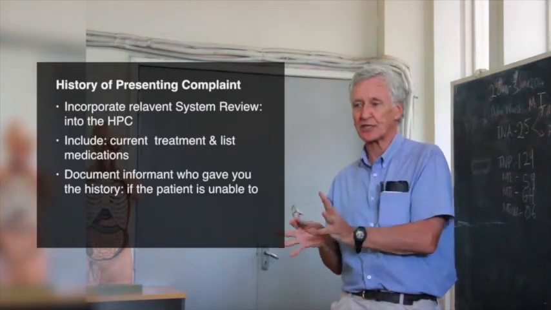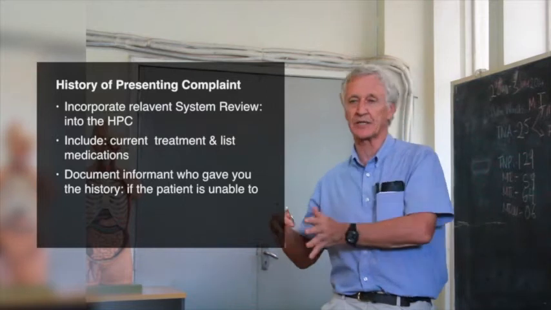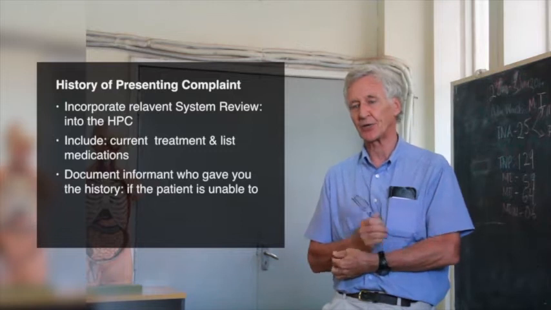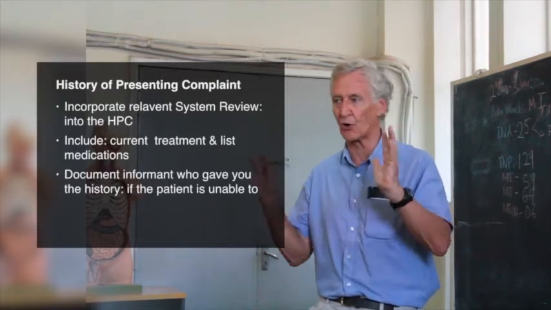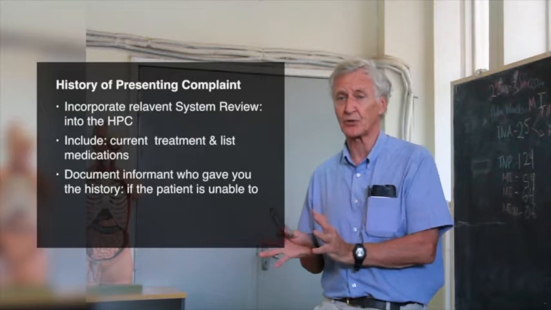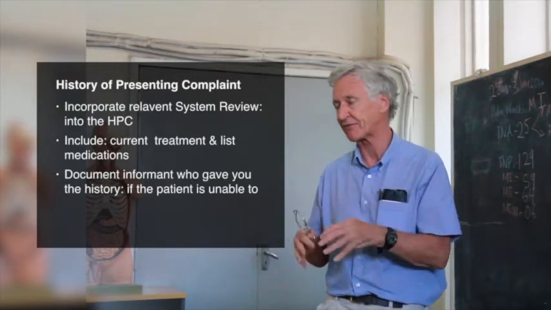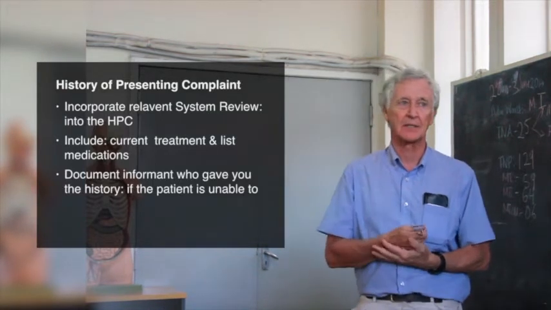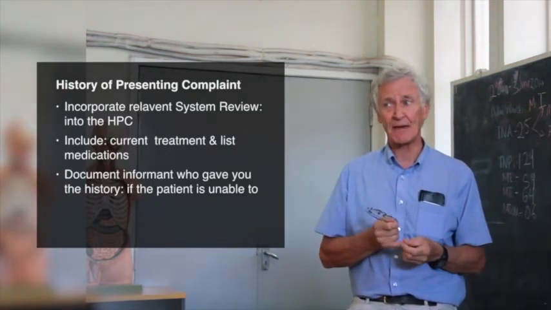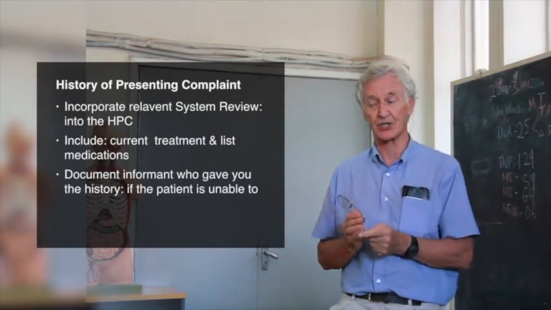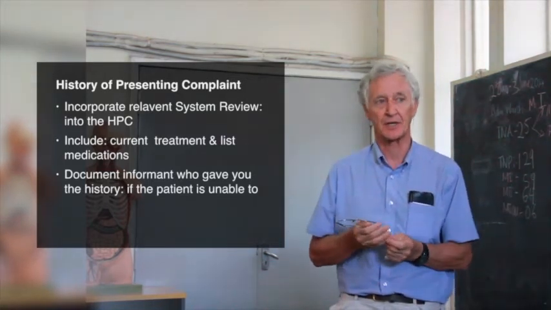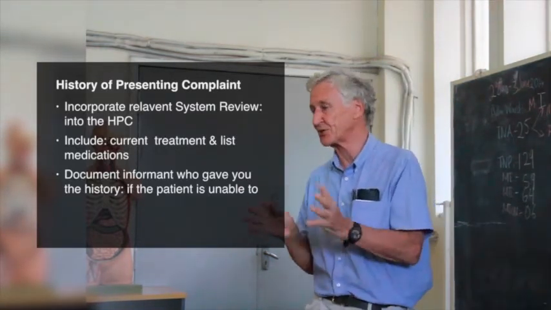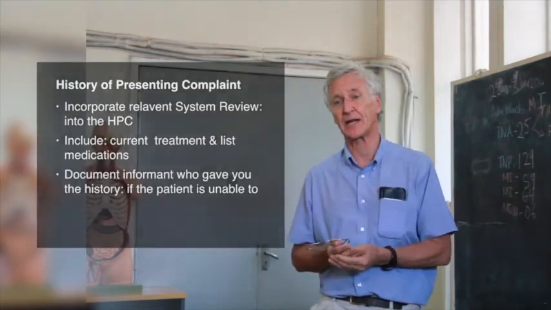Personally, I don't do systems review at this stage. I tend to incorporate it after the past history, family history, social history, etc. I know some students have a fashion for incorporating all the systems review into this. I personally don't do that. I think it takes away from the specificity and the importance of the presenting complaint. I'm emphasizing to incorporate medications that are relevant at this point. And it's also important to document who actually is the informant. Sometimes the patient is too ill to give you the history, and it will be another family member.